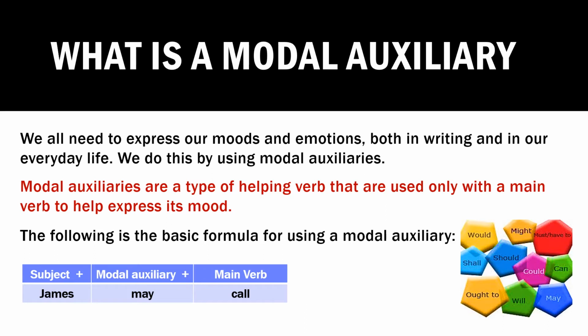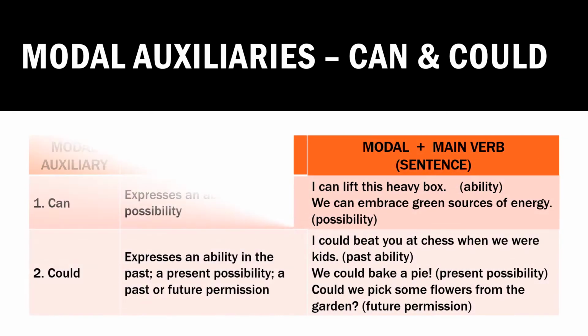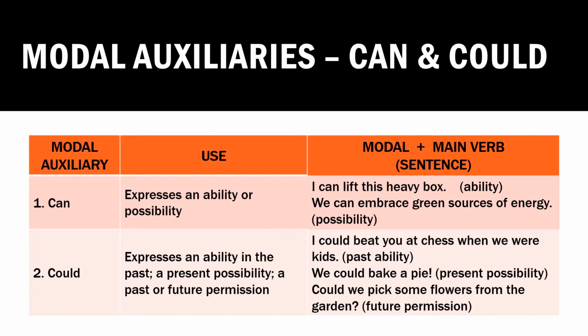So, James is the subject, the person or thing we are talking about. You add the modal here and the main verb. We have 10 modal auxiliaries and we begin with the common ones, can and could. These two are the modal auxiliaries, can and could.